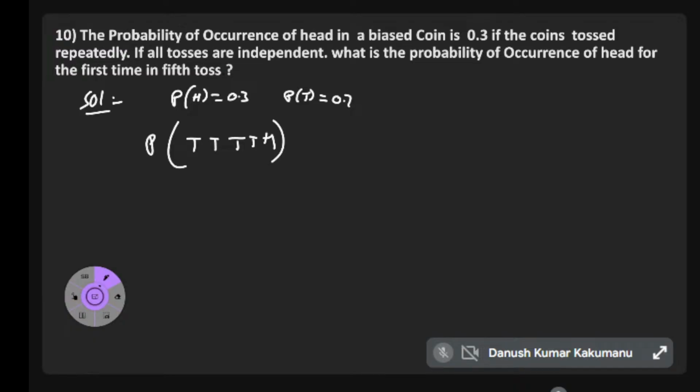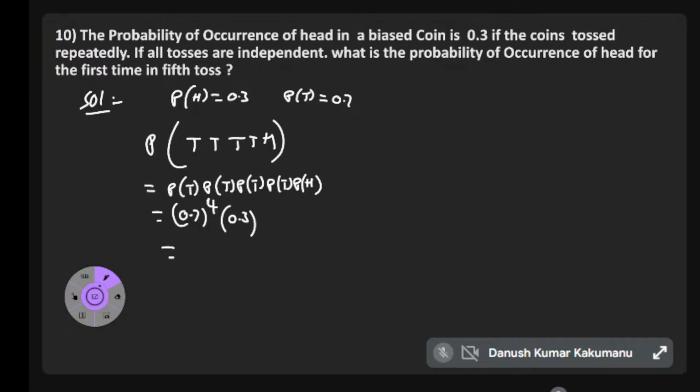What is the question asking? The probability of getting a head for the first time in the fifth toss. Means the first 4 tosses will be tails only, and all tosses are independent. What is the answer here? Probability of tail, probability of tail, probability of tail, probability of tail, and also probability of head. What is the probability of tail? We are getting 0.7 to the power 4 into 0.3. Simplify this, that is your answer.